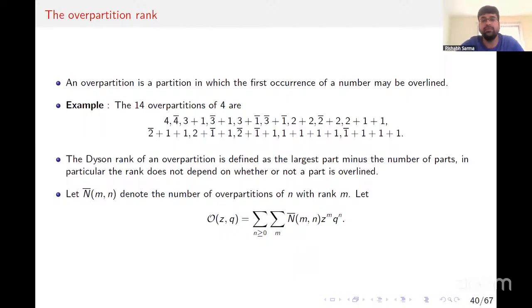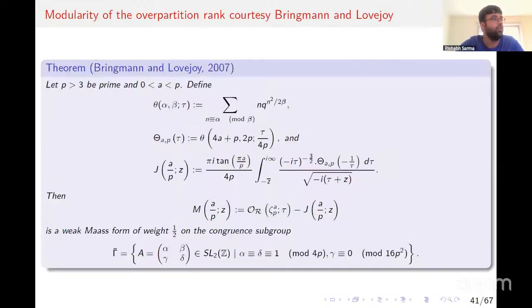And once again, replacing z by a primitive p-th root of unity, we know the modularity of this function first due to the work of Bringmann and Lovejoy in 2007. They show that the overpartition rank function minus the modular integral of this theta function here, which is the non-holomorphic part, is a weak Maass form of weight half on the congruence subgroup given by the following.